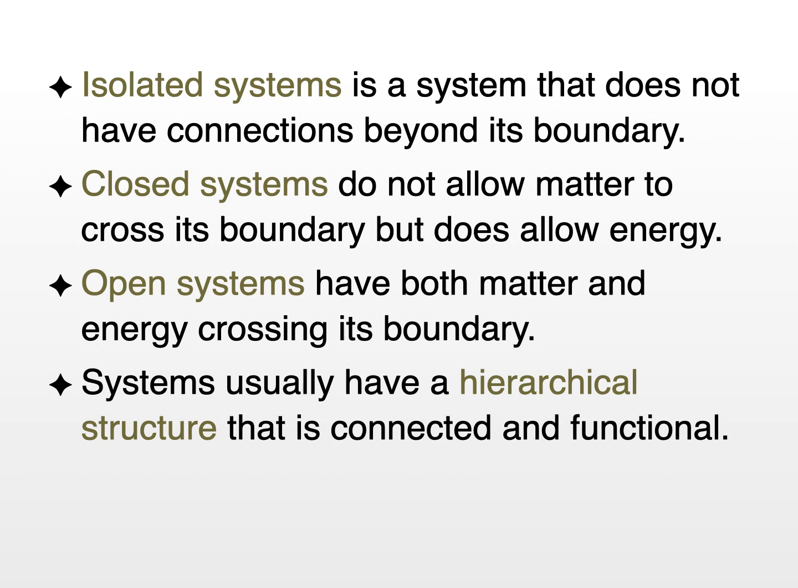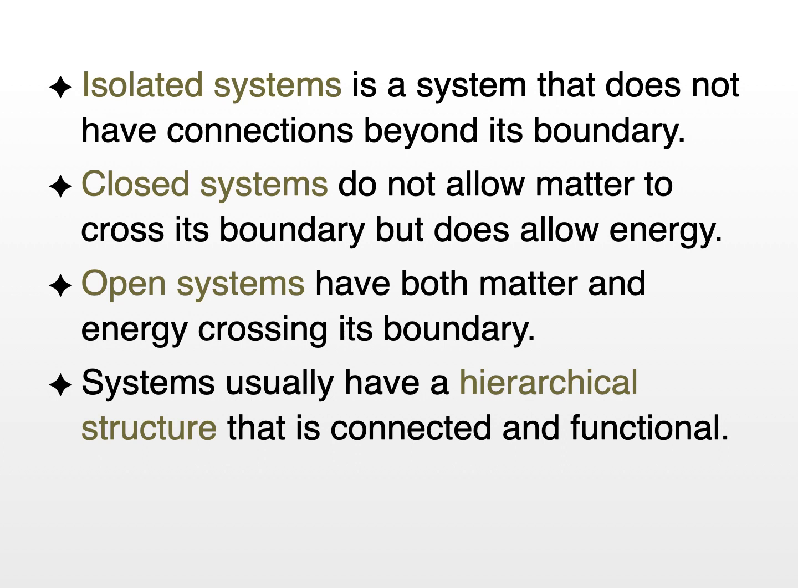There are many different kinds of systems, so I'm going to describe here three types. An isolated system is a system that does not have connections beyond its boundary. So let's say a chemical reaction that's occurring in a test tube. The glass edge of that test tube is its boundary, and really nothing occurs outside that boundary. Everything's occurring within the test tube. A closed system does not allow matter to cross its boundary, but it does allow energy.